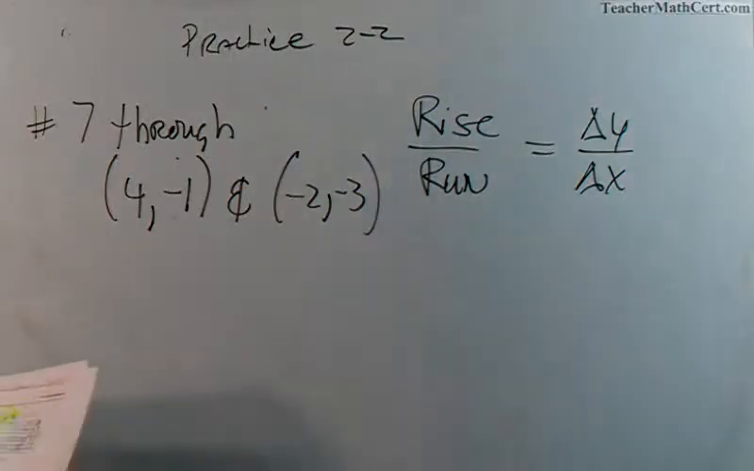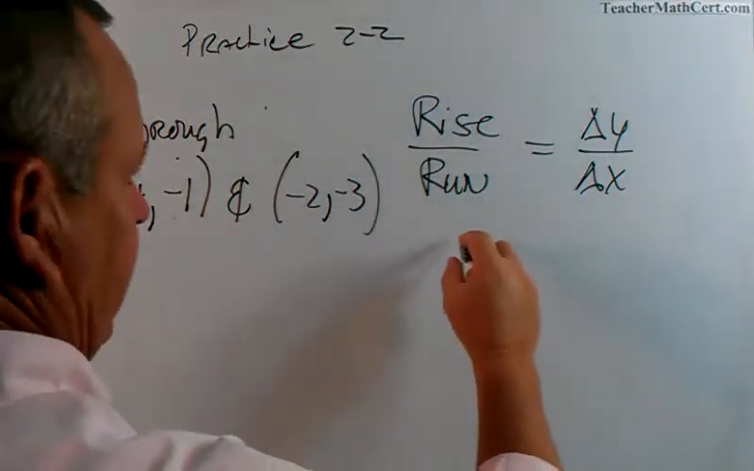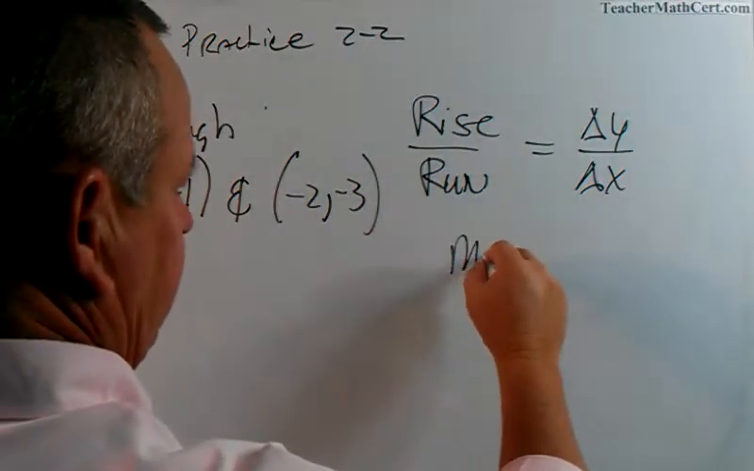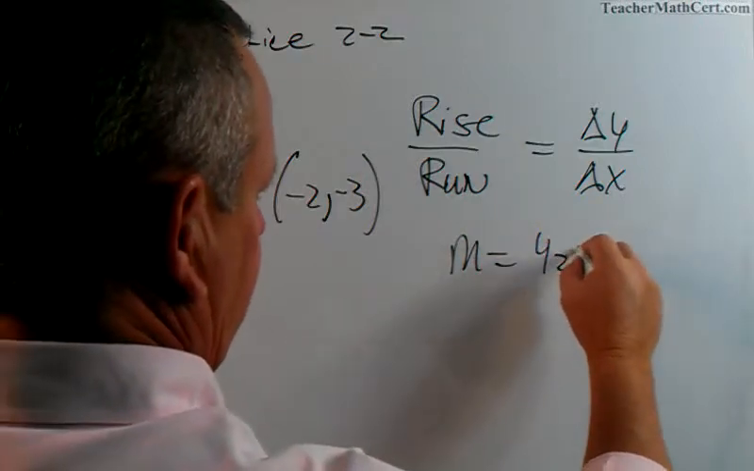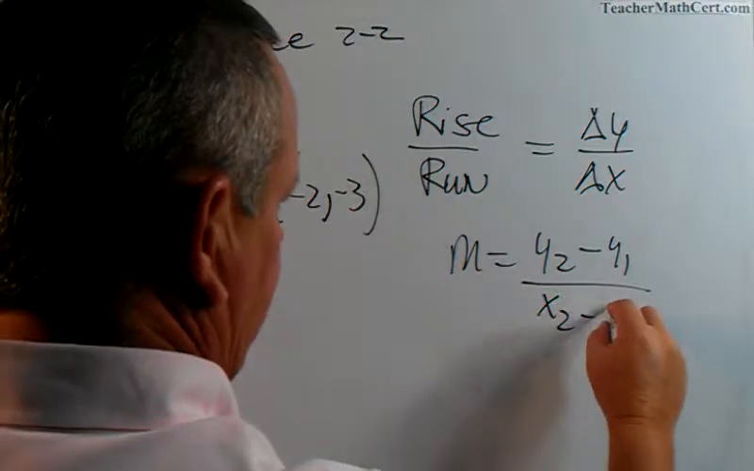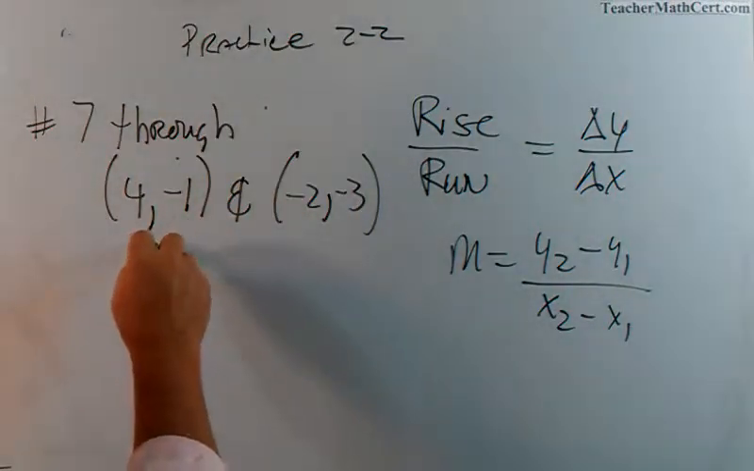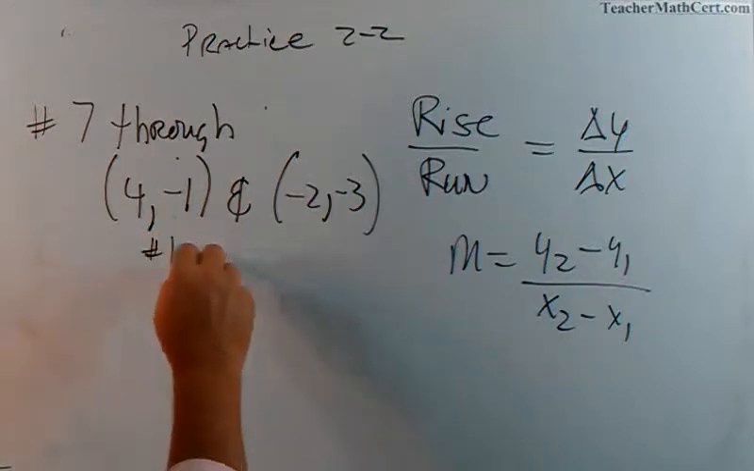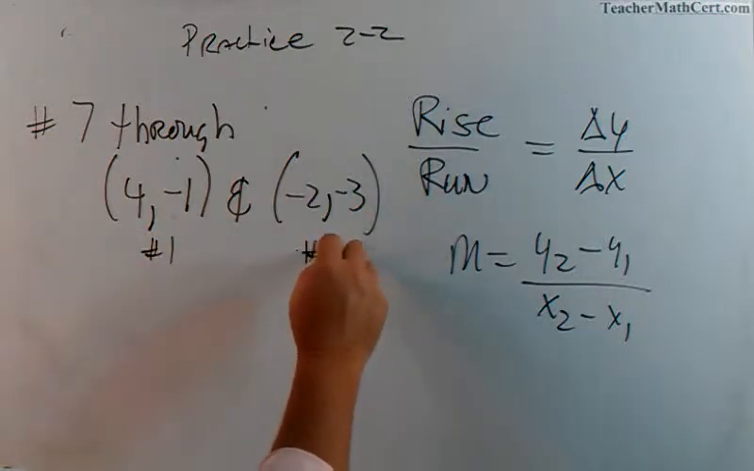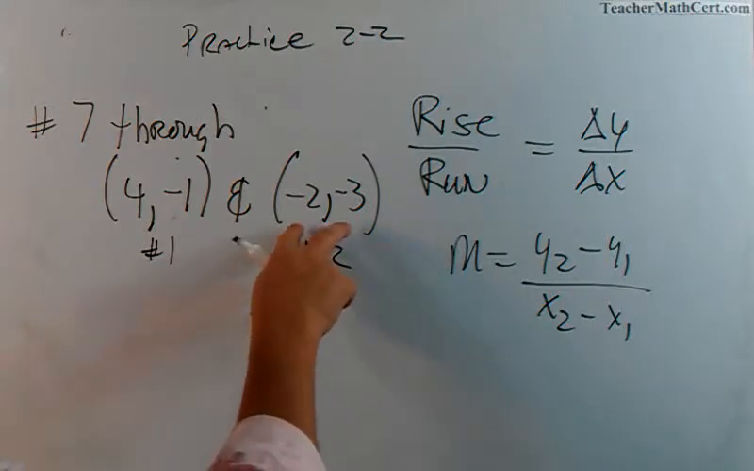Number 7, they want to find the slope. So the first thing we're going to do is write down the equation for slope, which is m is equal to y sub 2 minus y sub 1 divided by x sub 2 minus x sub 1. I've told you before, you can name these points either way. We'll just call this point 1 and this point 2, for convention.